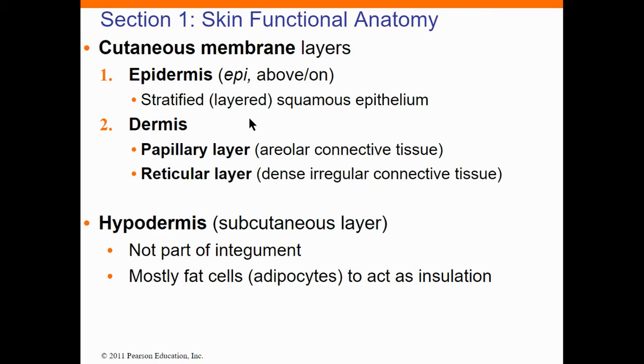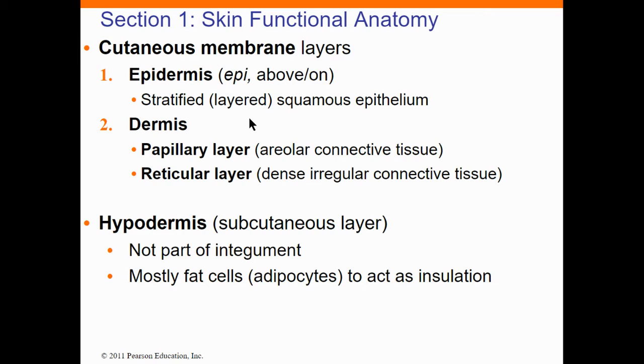The dermis underneath the epidermis is 2 layers. The first one is the papillary layer, made up of areolar connective tissue. And then the second layer is the reticular layer, made of dense irregular connective tissue. There are elastin fibers in there to keep your skin in the shape that it's supposed to be. There are muscles in there. So that's the underneath part of your epidermis.